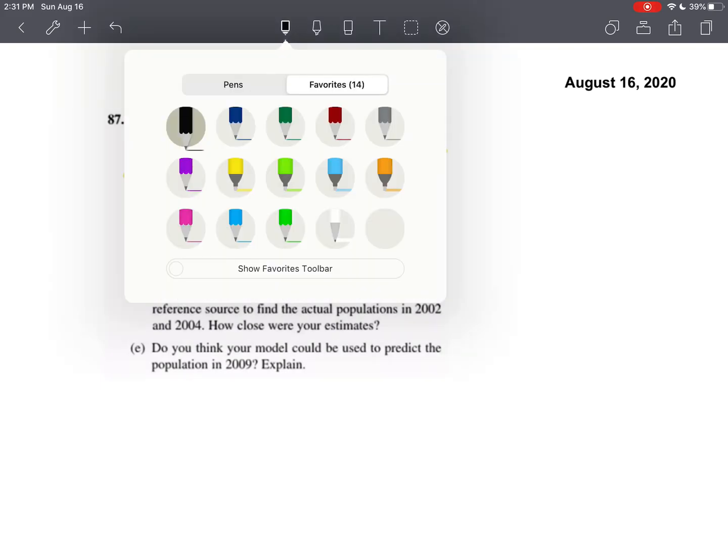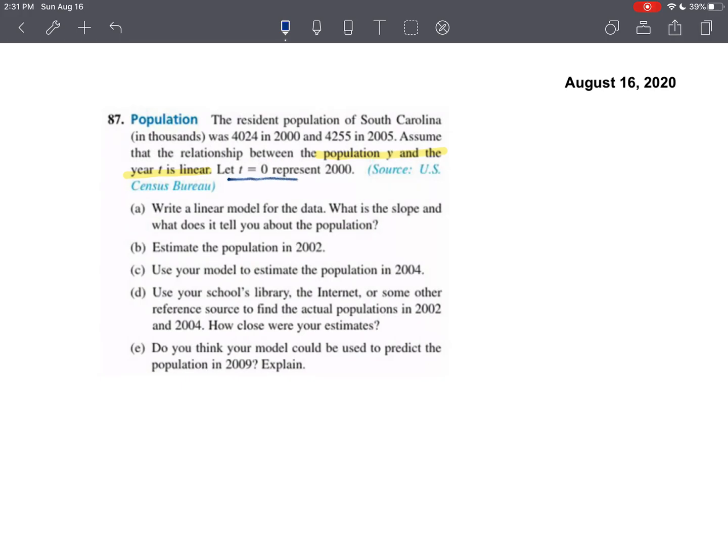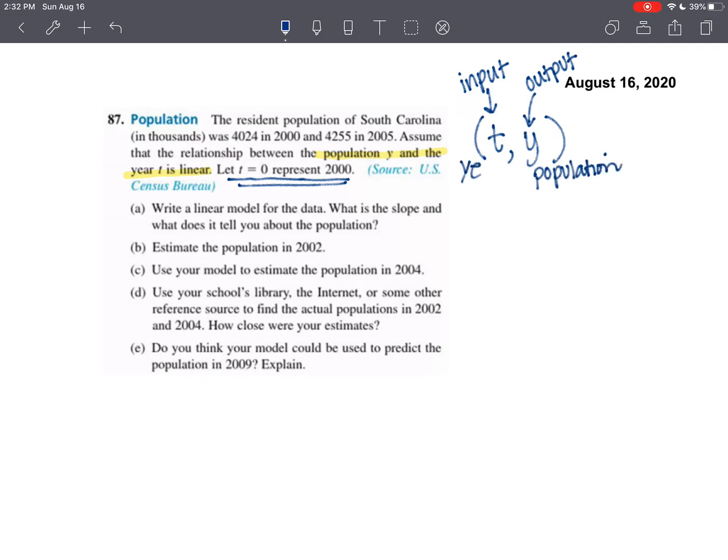And they say let T equals 0 represent 2000. So T is my input and Y is my output. That's my population. So population and the number of years after 2000. I'm just going to say year. So I'm going to have two ordered pairs.